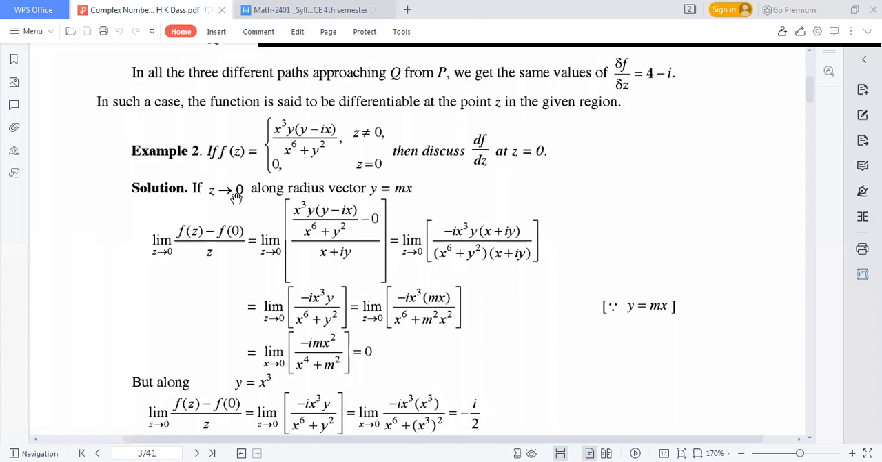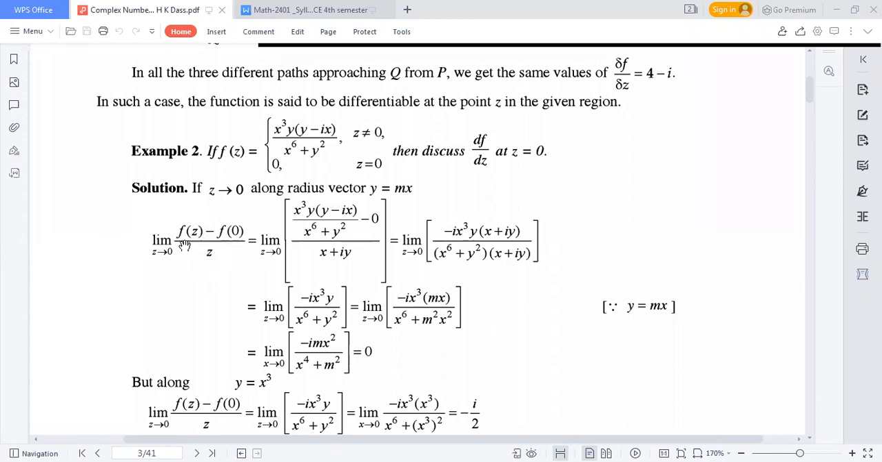Now if z tends to 0 along the radius vector y equals mx, the equation of a straight line which passes through the origin, then along this line we must know from the definition of differentiability, limit z tends to 0 of the functional difference divided by the point difference along the real axis. So this ratio is actually the slope of that complex function f of z. So the limit of that ratio is called differentiation.